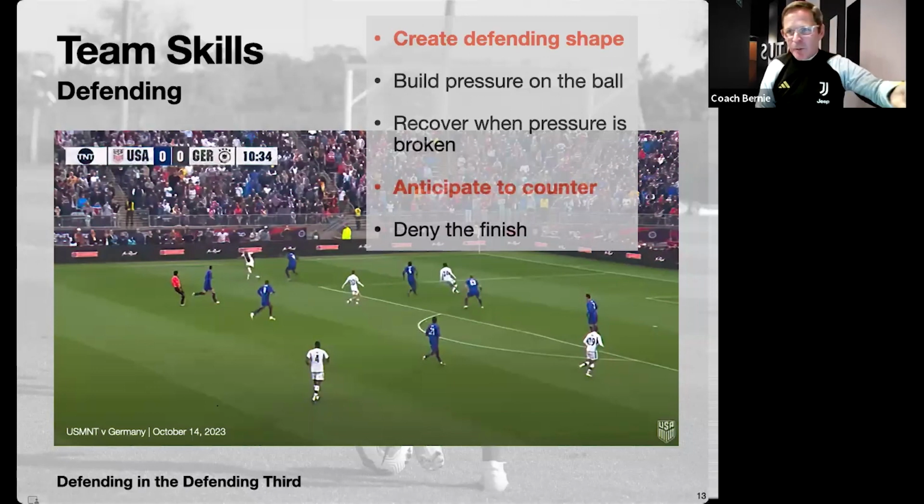this is U.S. versus Germany just a couple of months ago. U.S. is in blue. So in the chat, tell me what formation we're playing in. What formation is the U.S. in? Team blue. 4-3-3. Right. Everybody knows the U.S. men's national team plays a 4-3-3. Does this look like a pretty solid 4-3-3 to everybody?